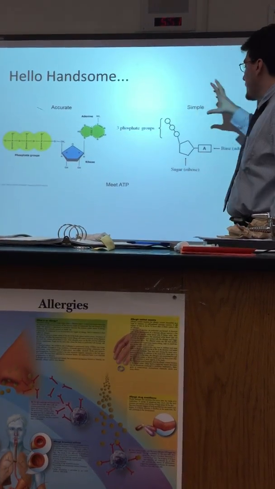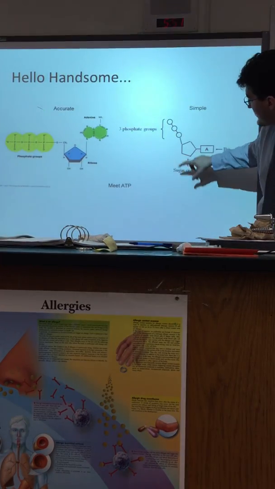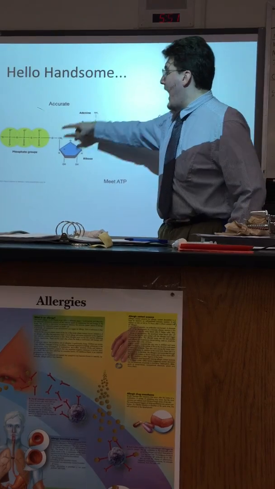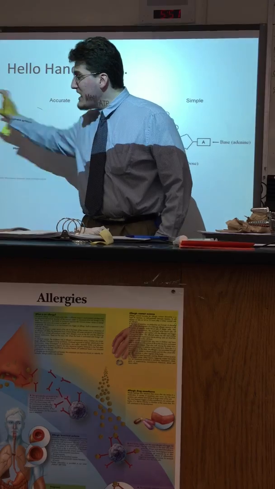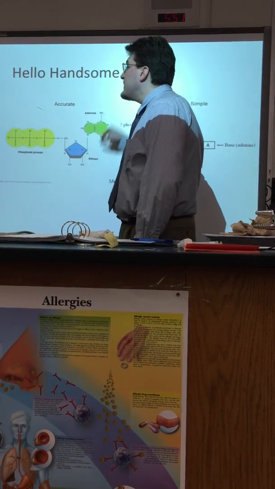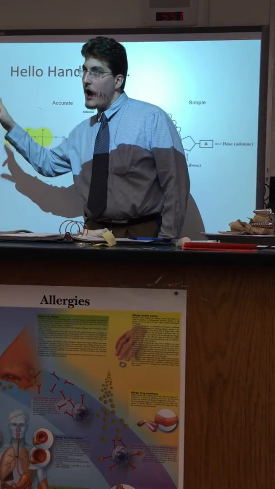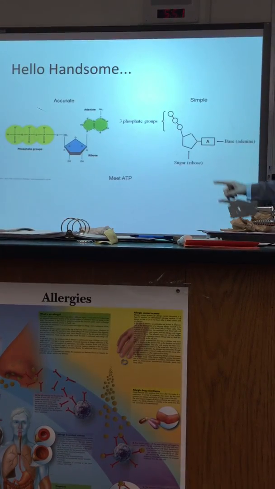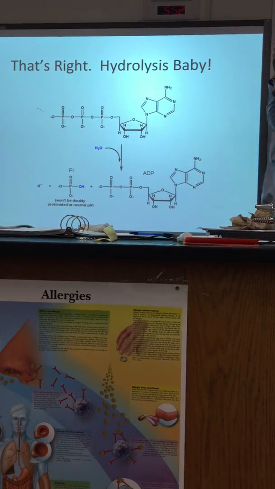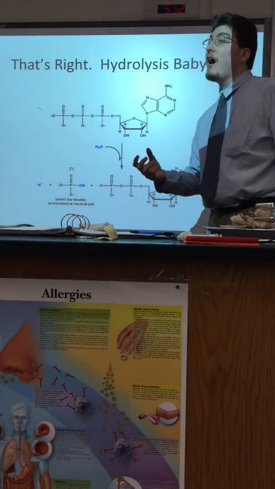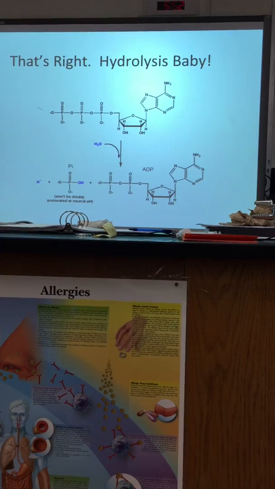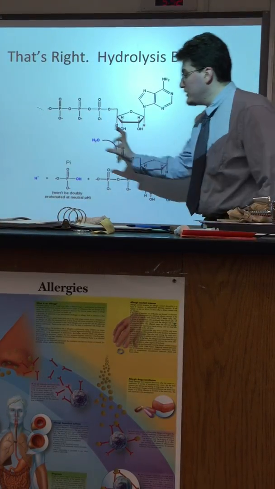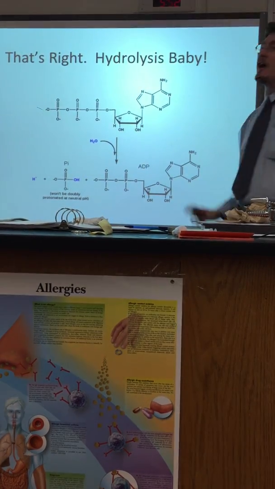ATP, in its simplified form, is adenosine, which is ribose and the adenine nitrogenous base, and the ribose pentose sugar and three phosphate groups. Adenine, ribose, adenosine triphosphate. Adenosine triphosphate, ATP. You make ATP by a condensation reaction. You break ATP by hydrolysis. So you add H2O and you get inorganic phosphate and ADP, adenosine diphosphate.